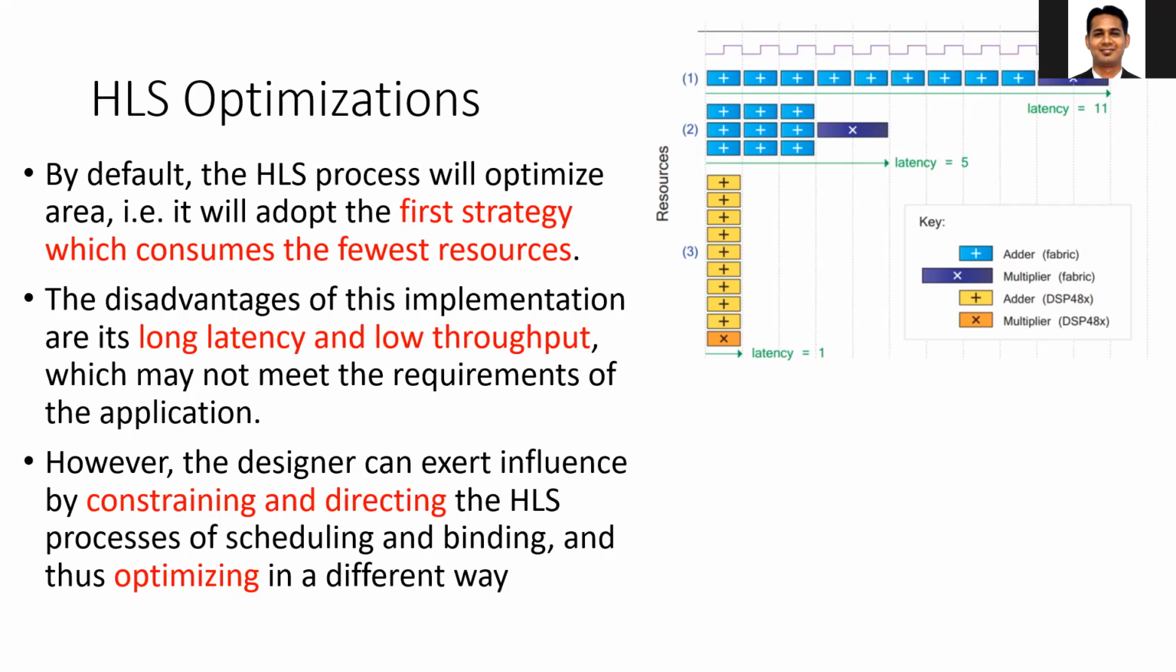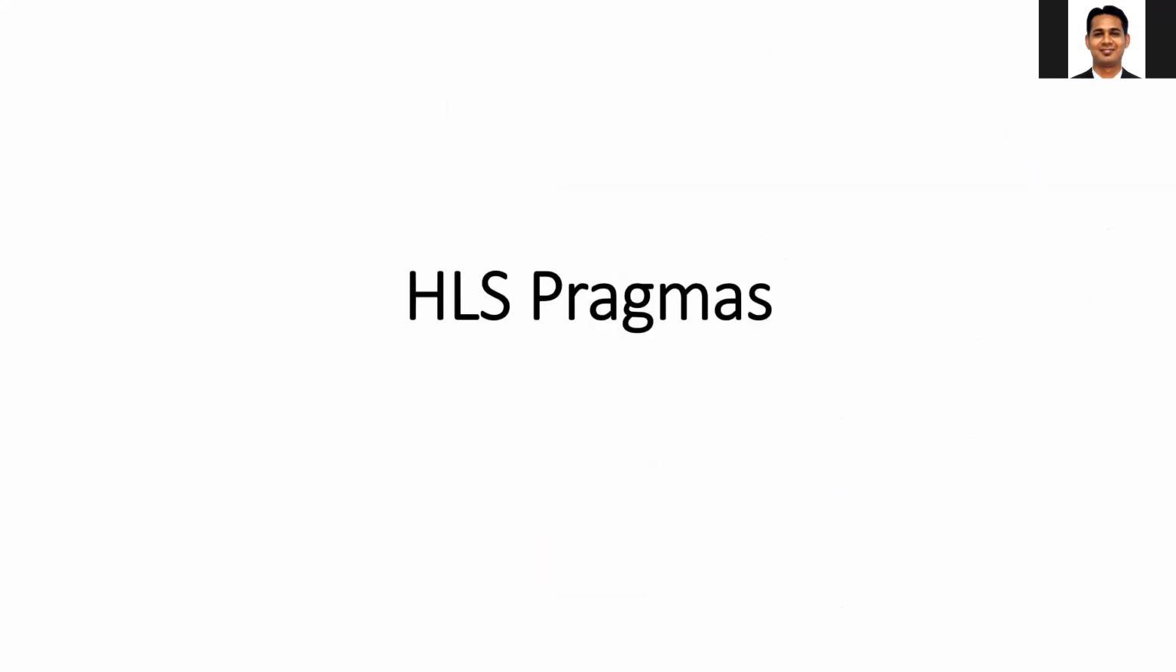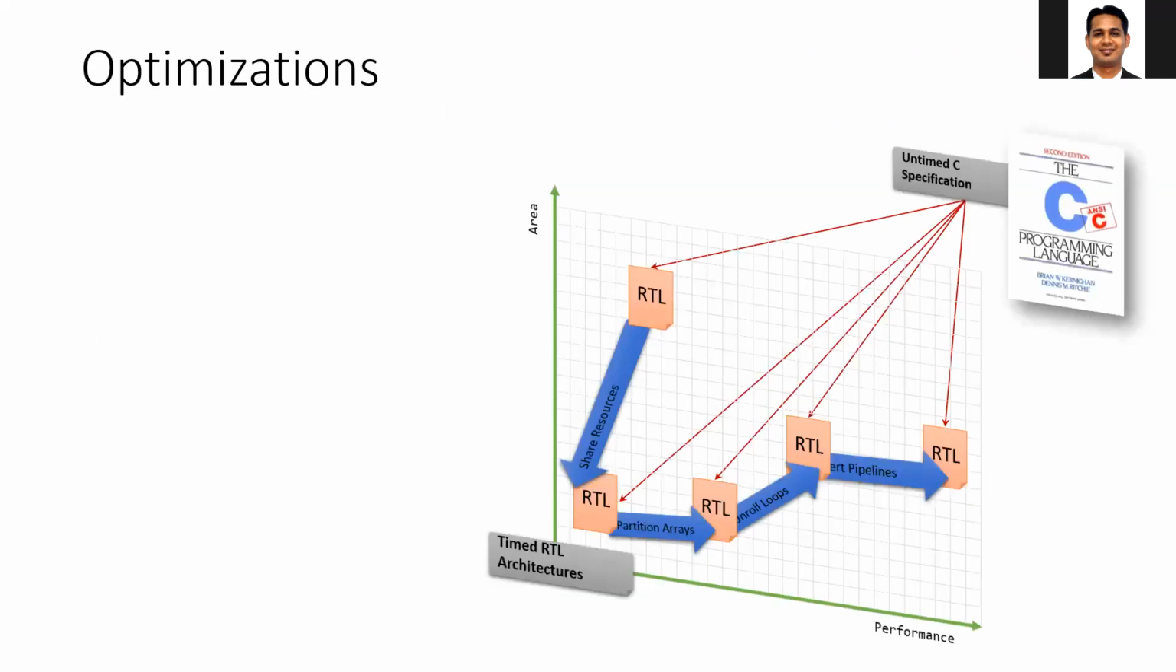However, the designer can exert influence by adding constraints and directives to the HLS code, telling HLS how to do the scheduling and binding, thus optimizing the code in a better way. So as a designer, when you use HLS, you need to make sure that you get the desired performance by using the directives and constraints, while reducing the area as much as possible.